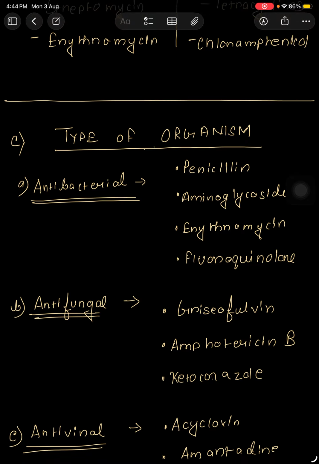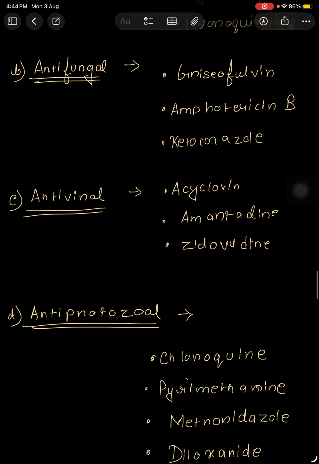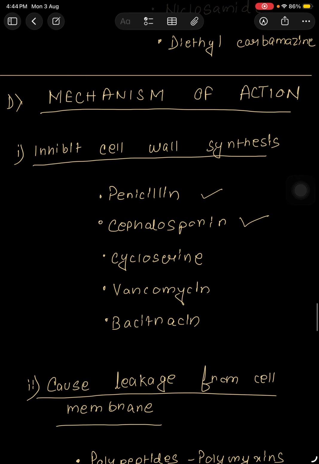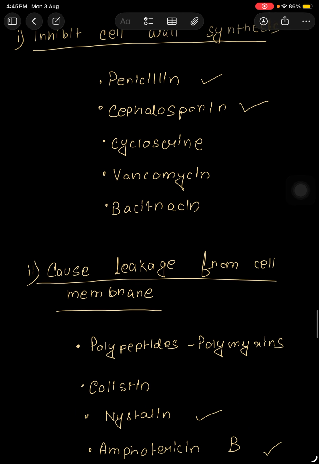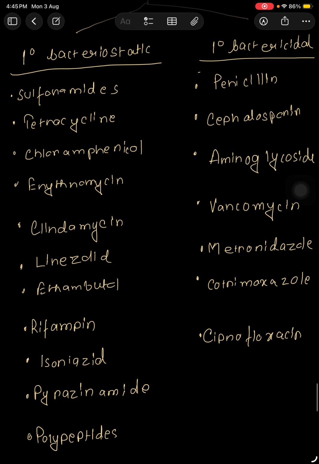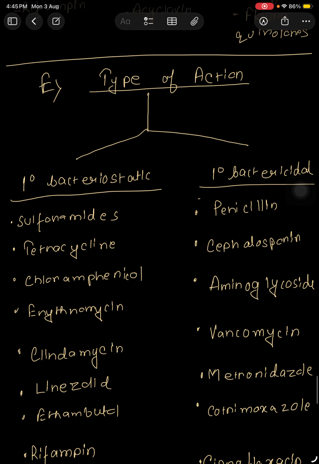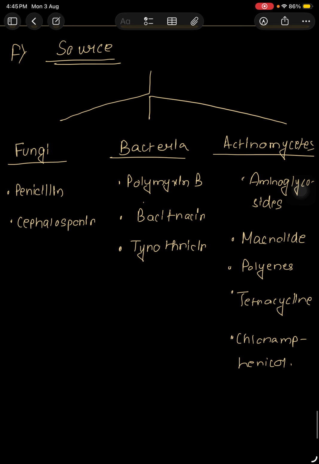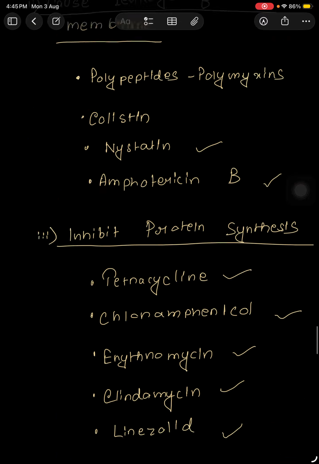Then type of organism it acts on: antibacterial, antifungal, antiviral, antiprotozoal, antihelminths. Then we will see the mechanism of action, classification on the basis of mechanism of action. Then another classification is on the basis of type of action, primary bacteriostatic or primary bactericidal. And the last classification is on the basis of source it is obtained from, whether it is obtained from fungi or bacteria or actinomycetes. So let's start.